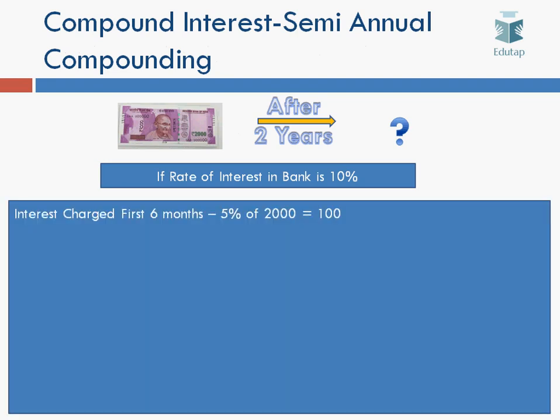Now we discuss an example where initial amount is 2000 and we have to calculate the total amount after 2 years considering semi-annual compounding. The rate of interest is supposed to be 10%. So the interest charged in first 6 months would be 5% of 2000 equal to 100. Now why are we taking 5% here? Because the 10% rate is for the full year. But we are calculating the interest charge for the first 6 months. So we have to make the rate of interest also half. 10 by 2, that is 5. So we calculate 5% of 2000 equal to 100.